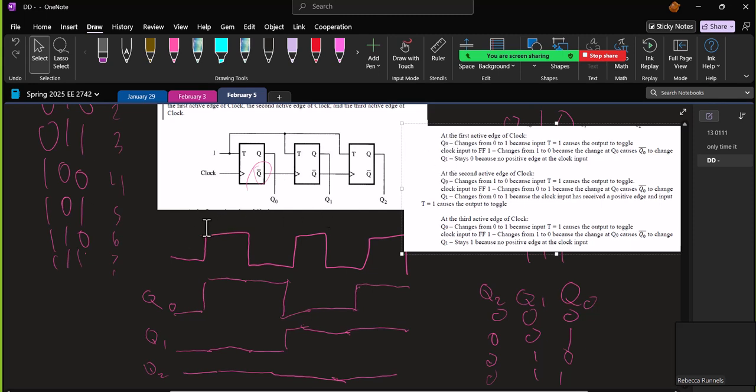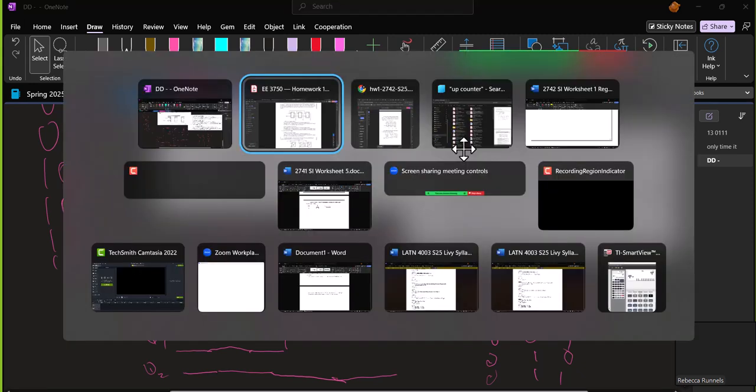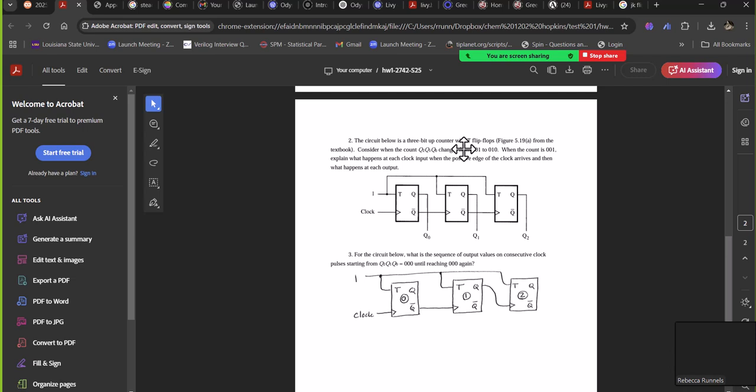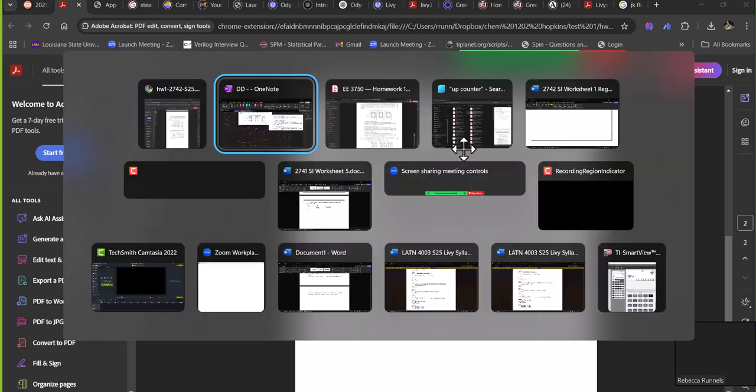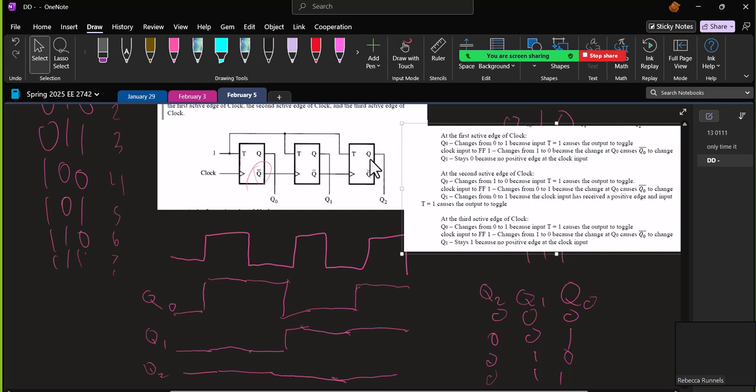At the first active edge of the clock, right here, changes from 0 to 1 because t equal 1 causes the output to toggle. Clock input to flip-flop 1 changes from 1 to 0 because the change at Q0. So it's saying you were supposed to, on this one, say what happened at the clock input. I don't think yours tells you that, does it? It says explain what happens at each clock input when the positive edge of the clock arrives, and then what happens at each output. You don't have to specifically say what the clock does, but you'll need to explain why.